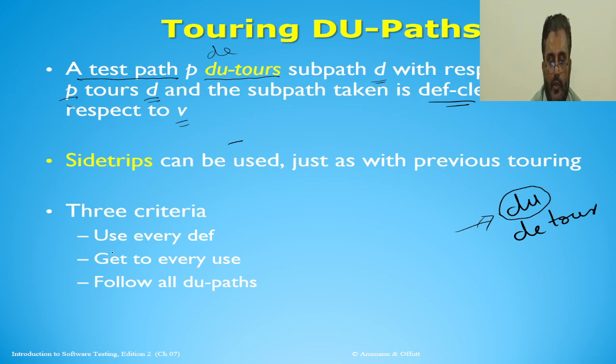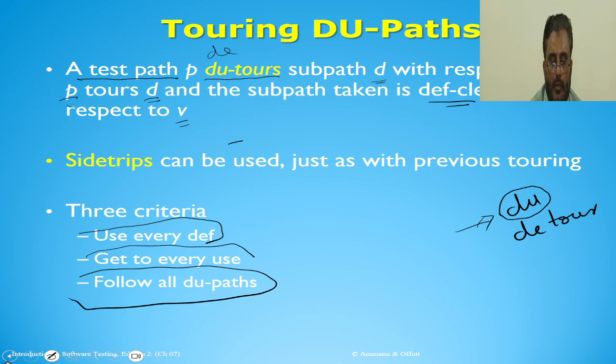And the side trips can be used as we studied earlier. It means if this test path leaves this subpath at a specific node and then comes back onto the same node from where it left the subpath, then we would call this a du-tour with a side trip. So we have three very interesting coverage criteria for data definitions and uses. First one is use every def, then get to every use, and then follow all du-paths. So let's see these one by one.